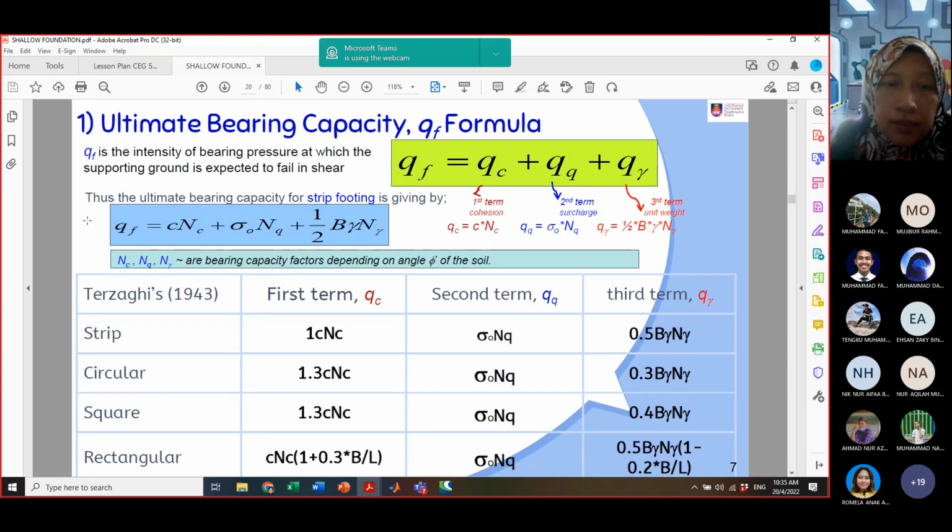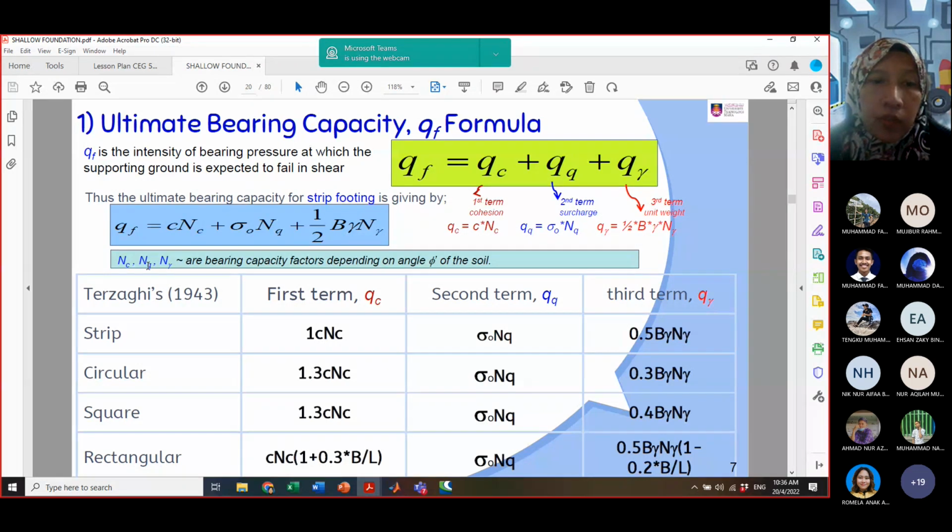So, for example, if you want to calculate the ultimate bearing capacity for a strip footing, you akan nampak lah the full formula is c Nc plus overburden pressure Nq plus half B gamma N gamma. So ada term 1, term 2 dan juga term number 3. Okay, the Nc, Nq and N gamma bearing capacity factors depend on the friction angle of the soil. So nothing to worry because you can refer from the table or from the question. It's already given to you, all these three values. So you just use them properly according to the type of footing you have in the question.